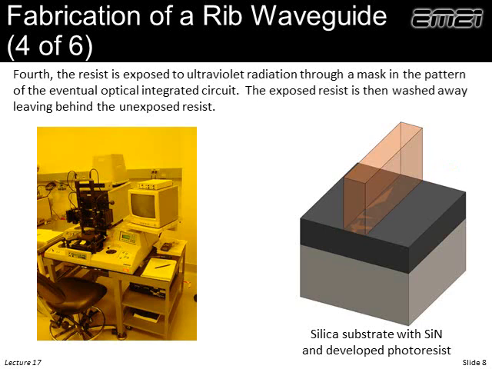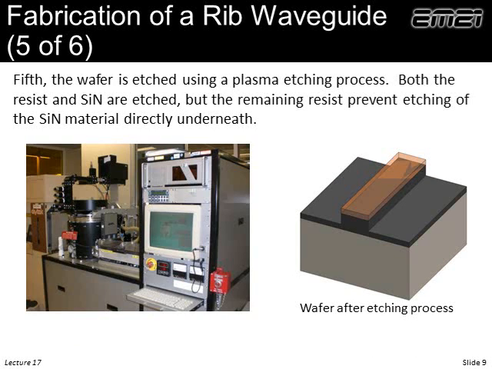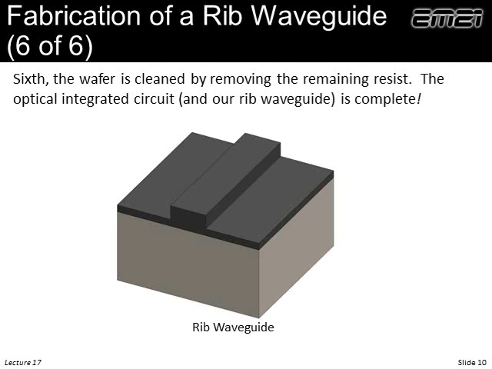So after etching, we get something that looks like this. It has etched away the silicon nitride. It has also etched away the resist, but until the resist is gone, it's protecting that original silicon nitride. And now we can real easily wash away the remaining resist, and we are left with a rib waveguide. That's a real good example of how photolithography works.